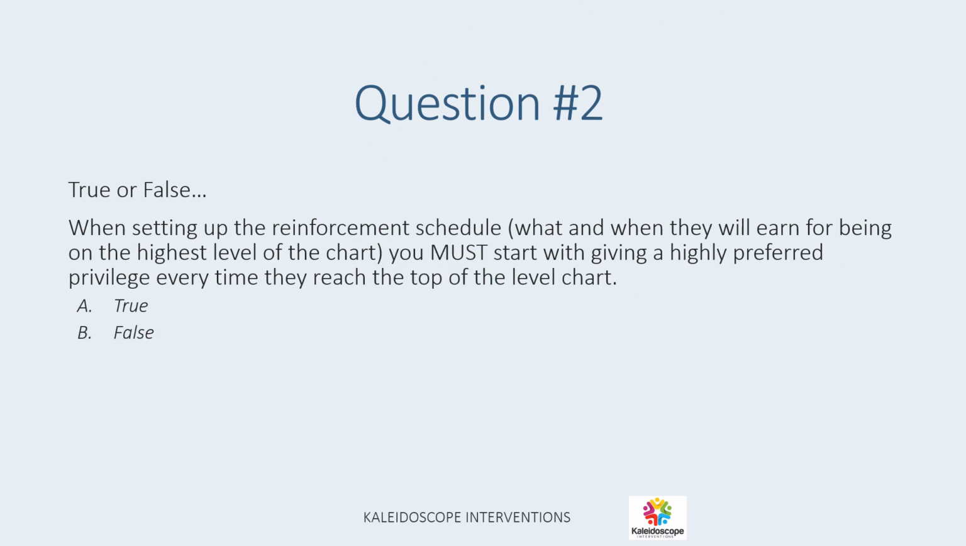All right, so we have question number 2. True or false? When setting up a reinforcement schedule, so what and when they will earn for being on the highest level of the chart, you must start with giving a highly preferred privilege every time they reach the top of the level chart. Is this A, true, or B, false?